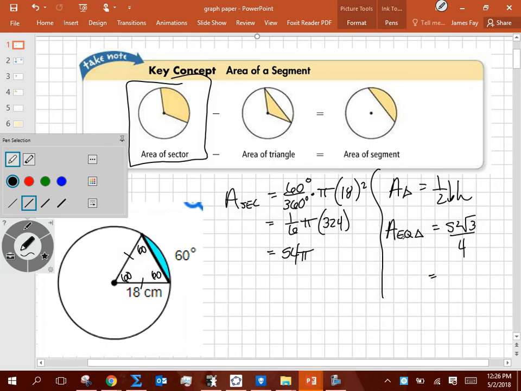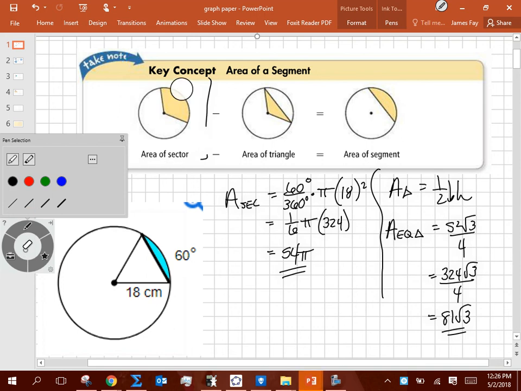It actually allows us to do this problem a lot quicker, because s is 18 now. So 324 radical 3 over 4, and 324 divided by 4 is 81. 81 radical 3 would be the area of that triangle. I'll go through another way of finding that area, but now that I have those two areas, what would I do with them to find the blue region?